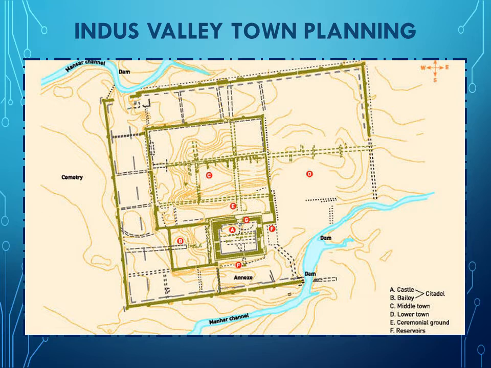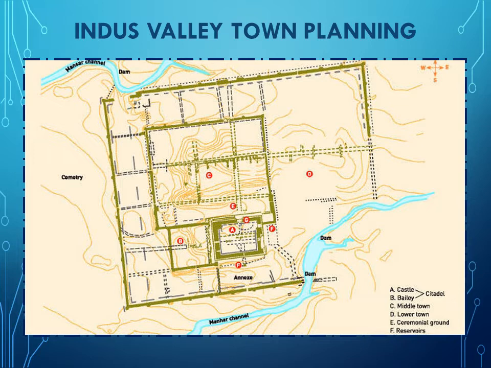Then comes the middle town, which is the B section. You can see over here a huge big area. So that was the middle town. Then comes D. You can also have a look at the D area. So this was the lower town. That means the neighborhoods were divided according to the income of the people. A and B were for the rich people, C for the middle class, whereas D was for the poor.